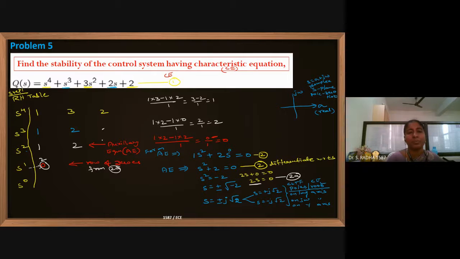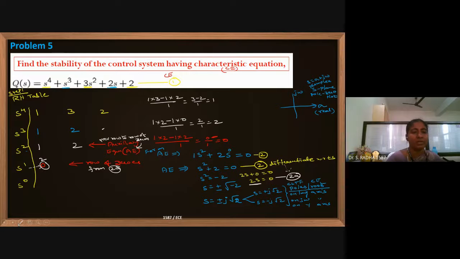Auxiliary equation means, whenever we come across a row of zeros, just the previous row is called the auxiliary equation. That is the definition of the auxiliary equation. We are taking it as equation 2, then differentiating it. After differentiating, we get equation 2a. Now those coefficients we are replacing in the 0 row.